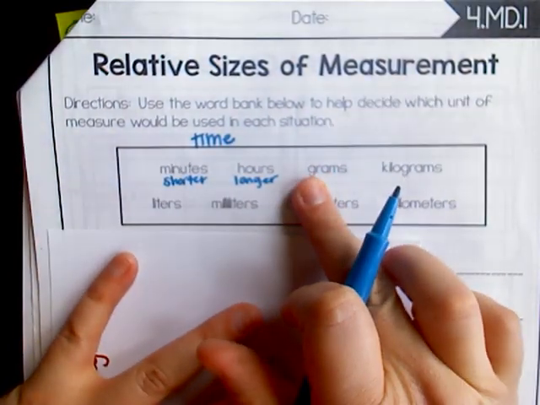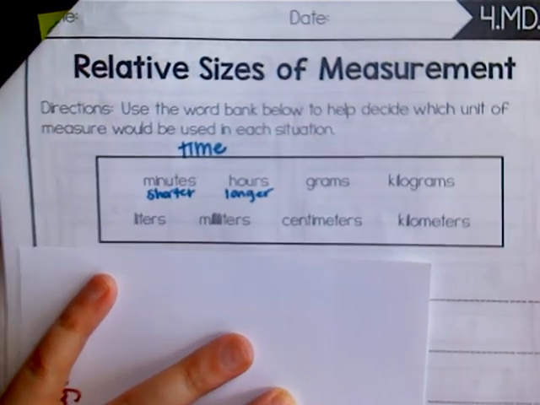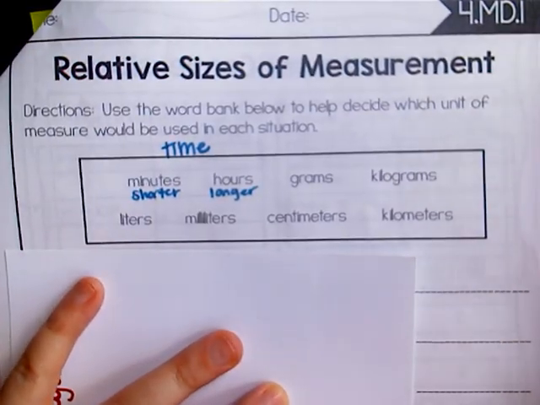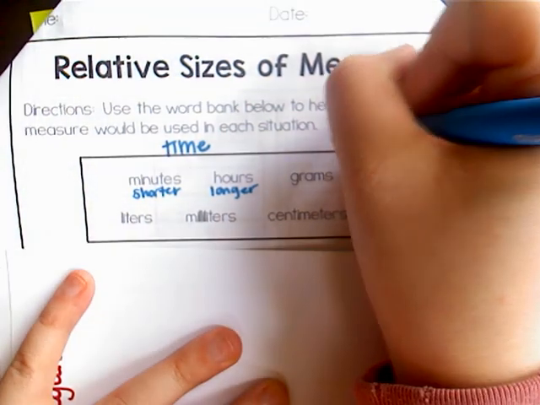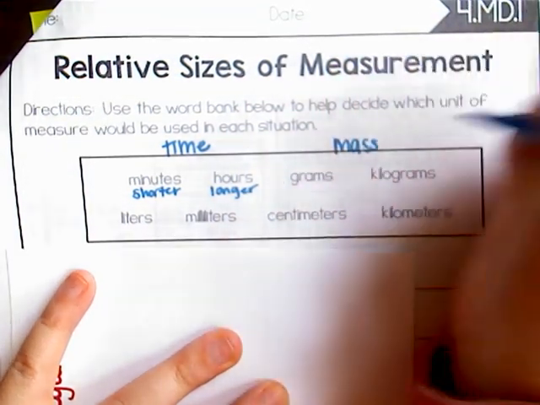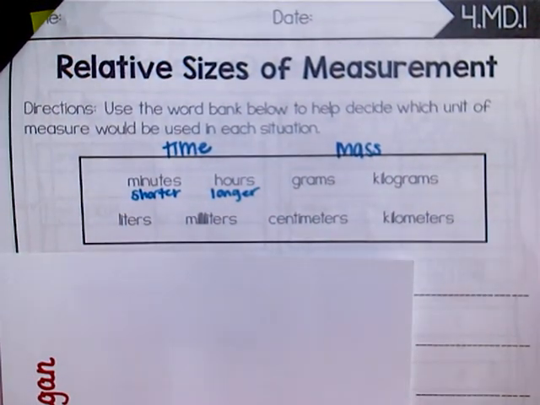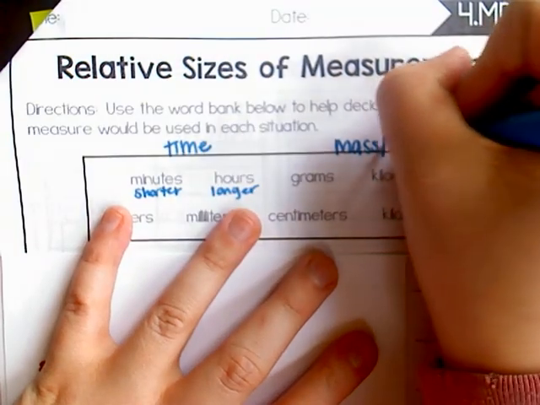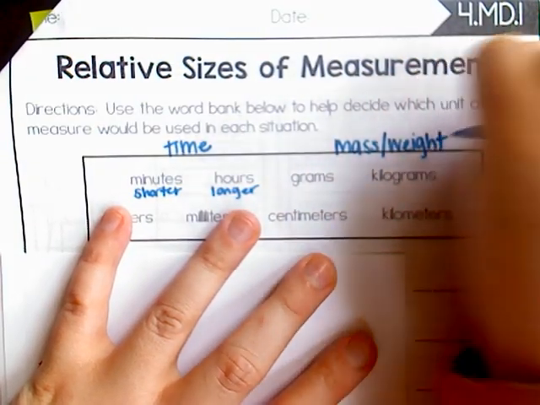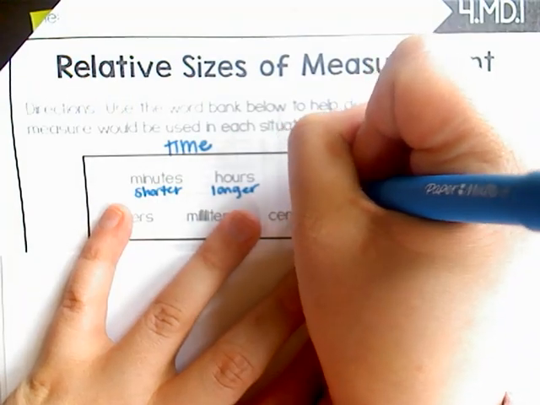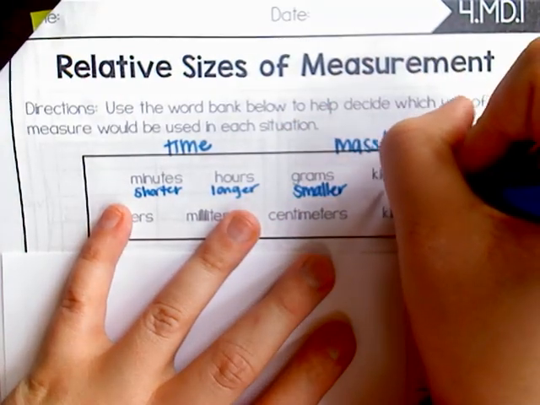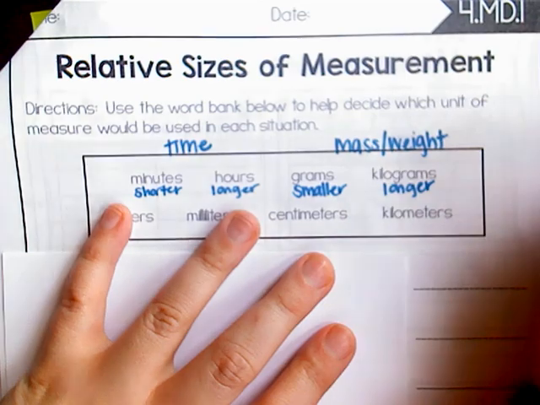Now we're going to look at grams and kilograms. This is the metric units for weight. And in the metric system, it's called mass. It's the amount of matter an object has, or how much something weighs, okay? So I'm going to put weight next to it. Grams is smaller than kilograms. Kilograms are the bigger units, okay?